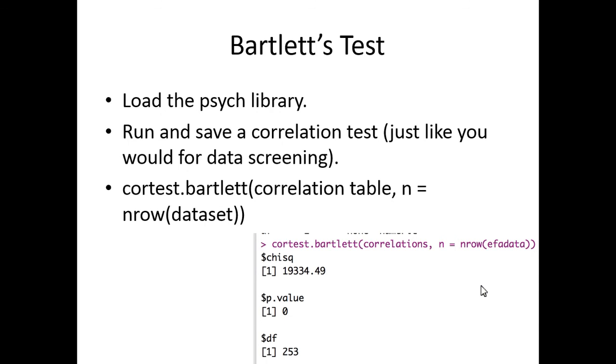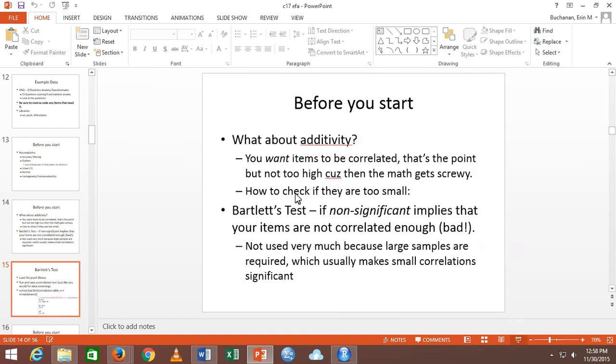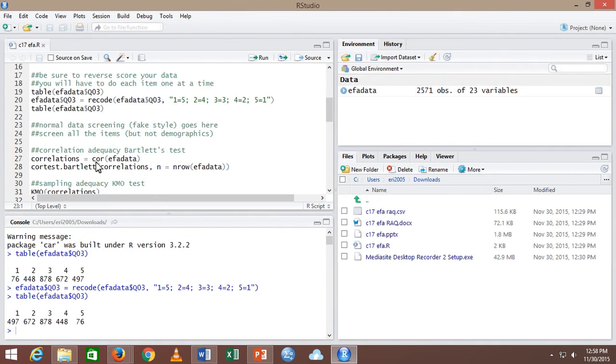All right. So the first thing you have to do is run and save the correlation test, just like you would have done for data screening, and then run symbols for numbers on it. And then cortest.bartlett.